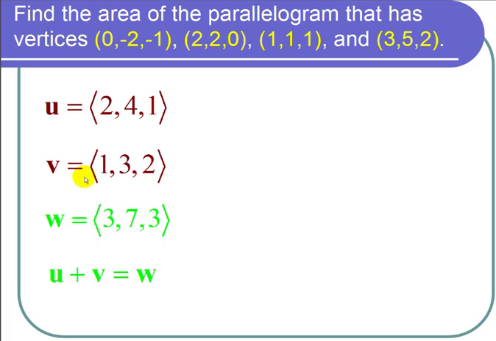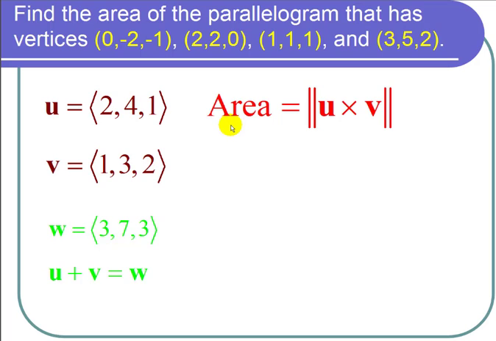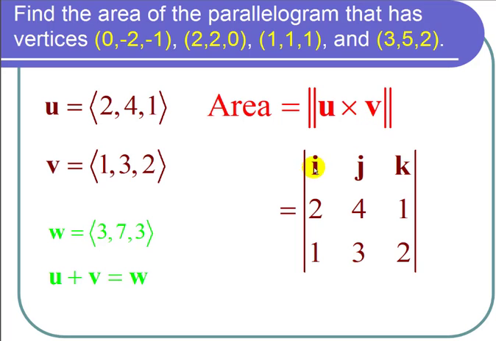So now let us recall that the area, again, of a parallelogram is equal to the magnitude of the cross product of the adjacent vectors. So I find the cross product by setting up the matrix, where the first row is i, j, k, the second row is the vector u, or its components, 2, 4, 1, and the third row consists of the components of the vector v, 1, 3, 2.